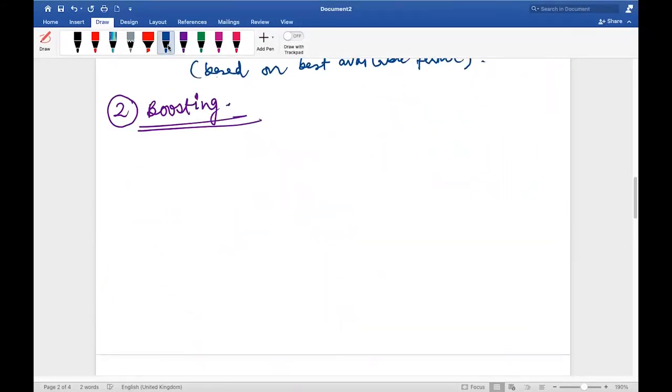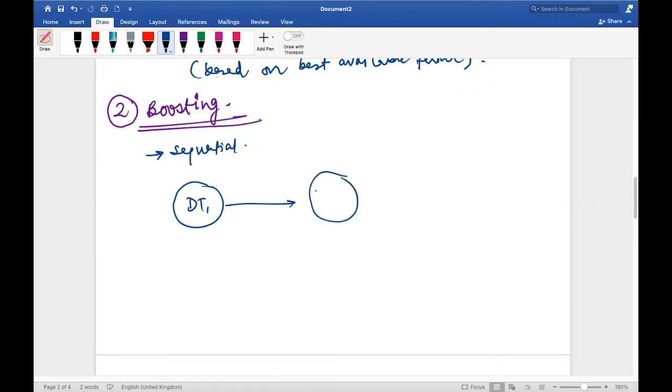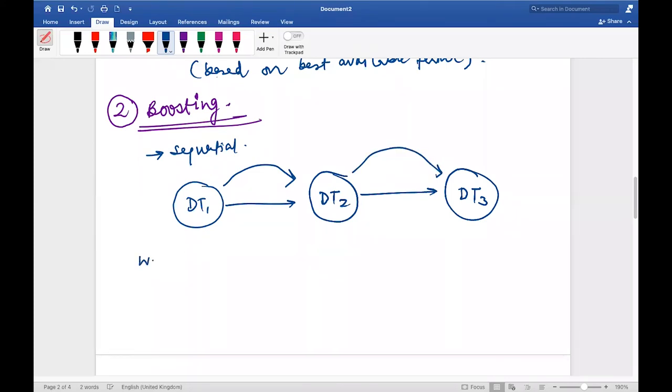So first of all, it is sequential. That means the result of one decision tree goes to another decision tree, right? Let's say my decision tree one, the result is going to decision tree two. Similarly, decision tree three. Correct? Now, before I move from one decision tree to another, we have to just define two terms. Weak learners and strong learners.